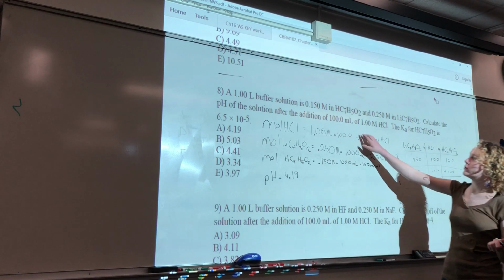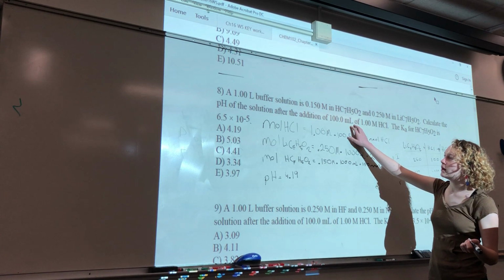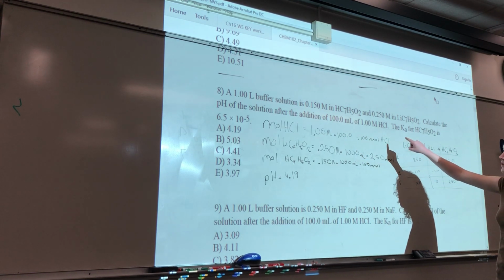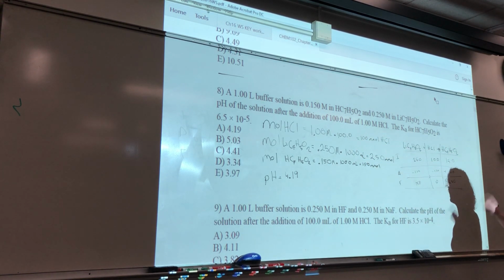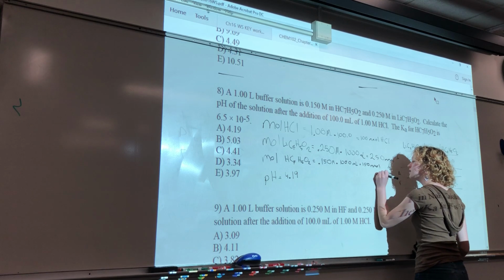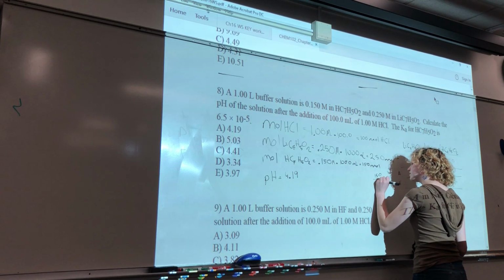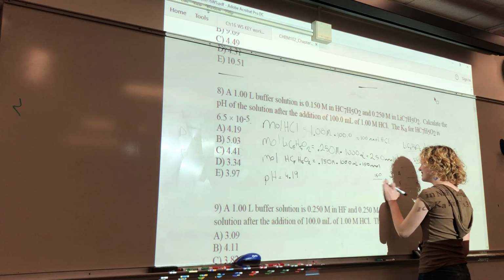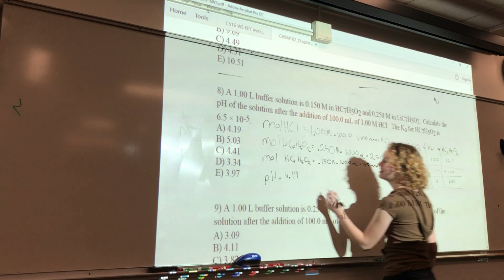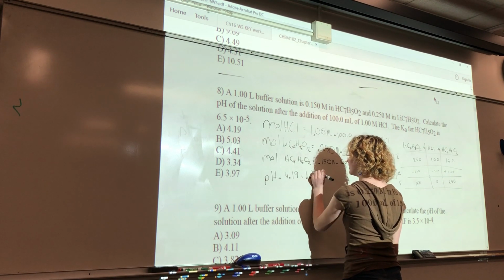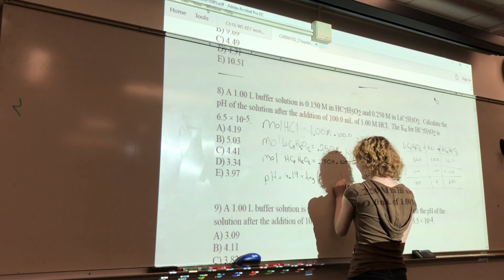So we are going to have a total of 1.1 liters. I want it in milliliters because it's in millimoles. 1,100. So 150. Since you're dividing by the same constant, you don't even need to worry about it. If you find yourself dividing by the same number for all of them, you can just ignore it and plug it in.